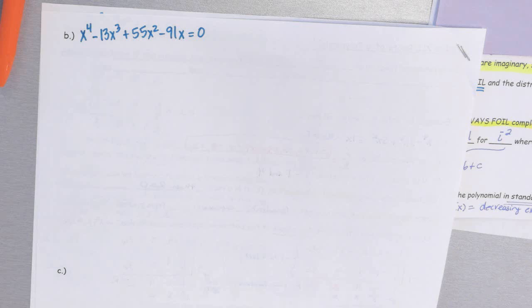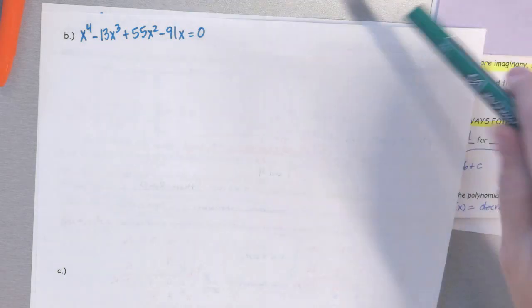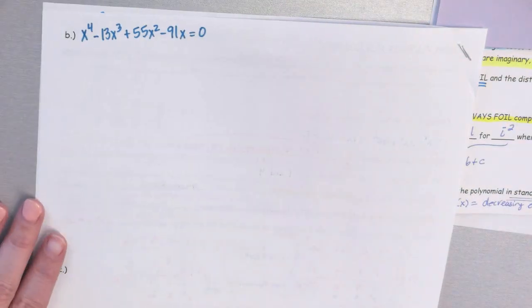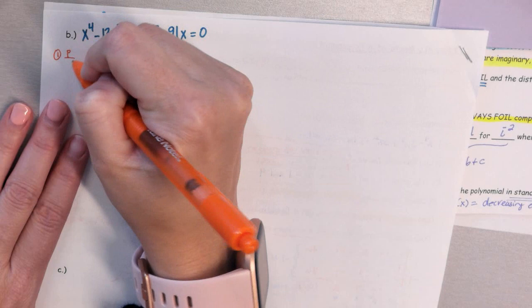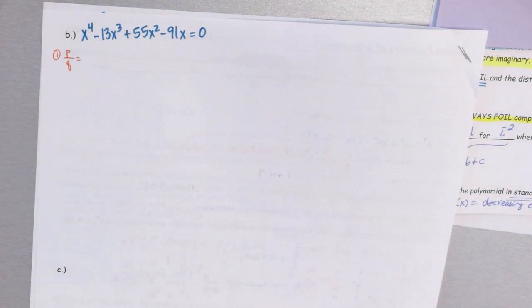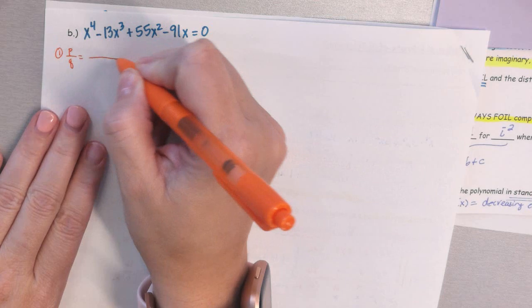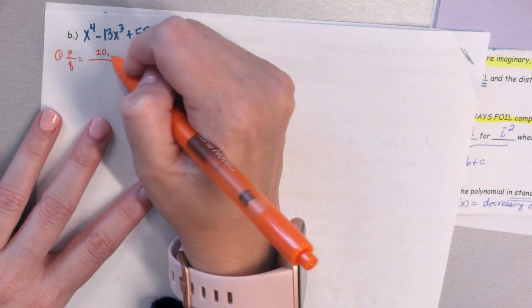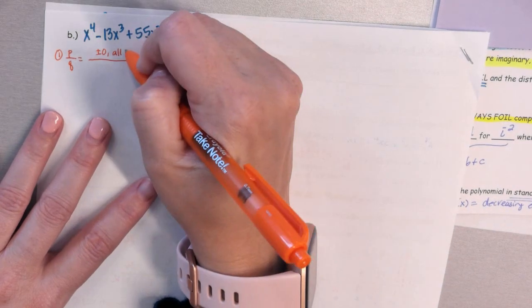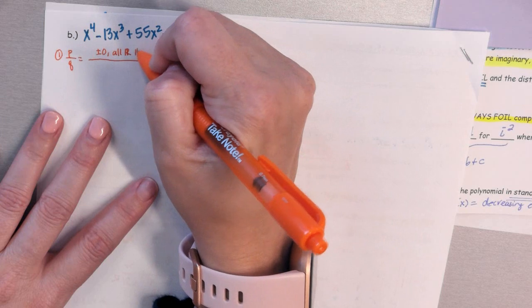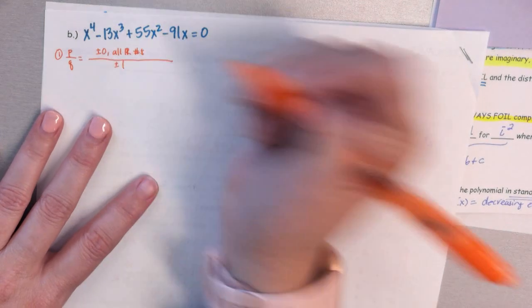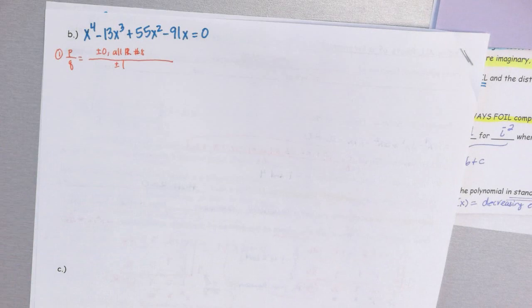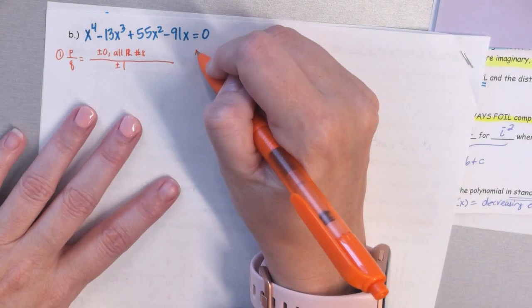Okay, so for part B, we are still finding all of the zeros. And we are going to write ourselves a little note because this one is special. So when we do step 1, the p over the q, when you have 0, you have plus or minus 0, but you also have all of the real numbers, over plus or minus 1. So we're going to make ourselves a little note.